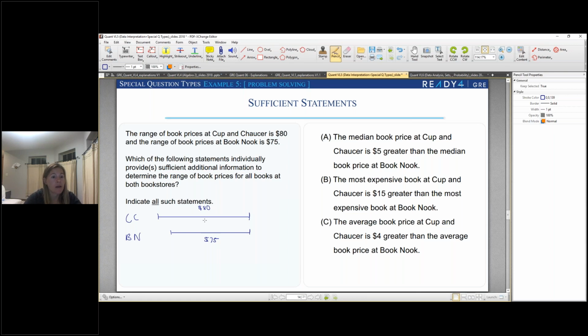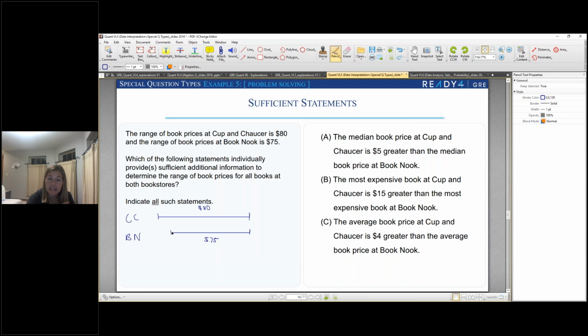Okay, so what they're asking us is which of the following statements provides additional information to determine the range of book prices for all books at both bookstores. Right now, we can't tell because we don't know if their prices overlap at all. If they overlap completely, then the range is $80. If they don't overlap at all, you can have a huge range from like $1 up to $1 million. Okay, so we're going to need some more information.